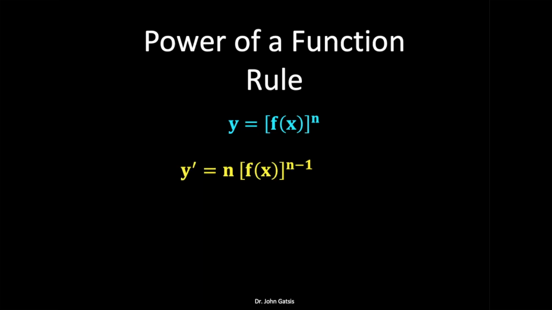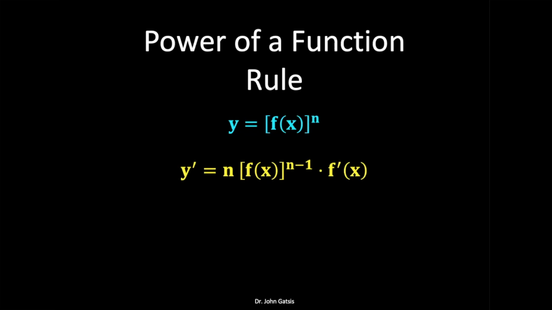Well, the outer part will become very similar to the power rule. You bring that n to the front and subtract 1 from the exponent. Then you need to multiply by the derivative of whatever's inside the brackets. So this rule is part of a broader set of rules under the category chain rule, and we will cover the chain rule in a subsequent video.